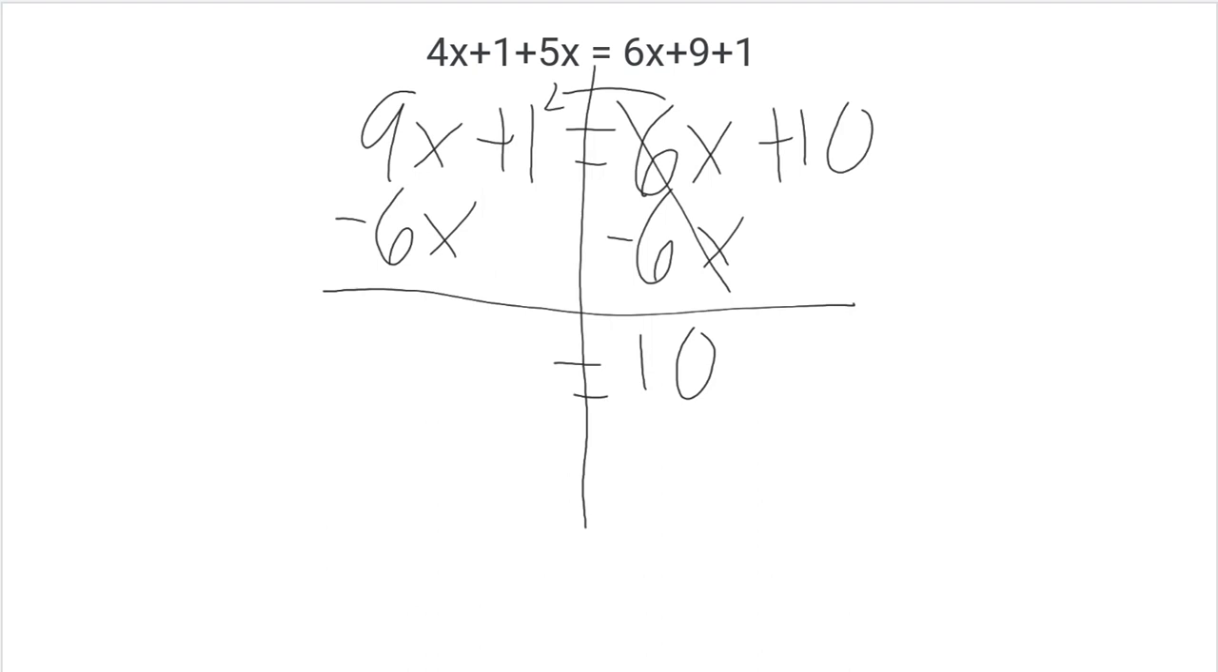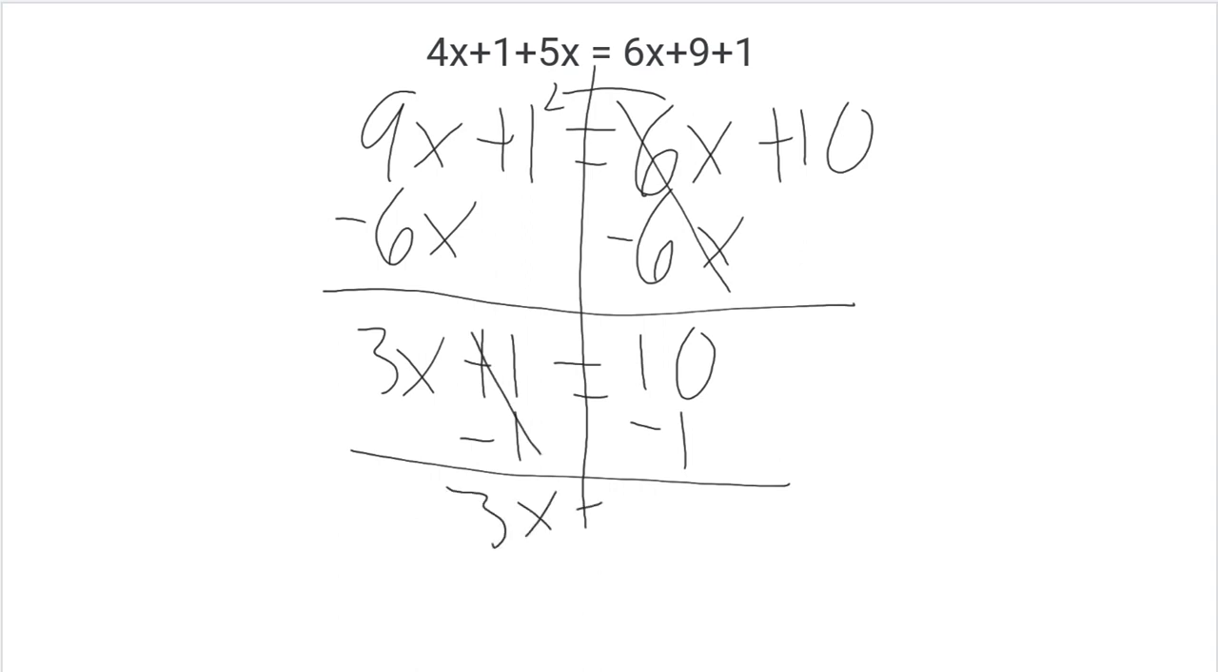9x minus 6x is 3x. And then the 1 I'm going to bring on down. Plus 1, the opposite would be minus 1. And then those cancel. I'm left with 3x is equal to 9. Last step, divide. And x is equal to 9 divided by 3, or 3.